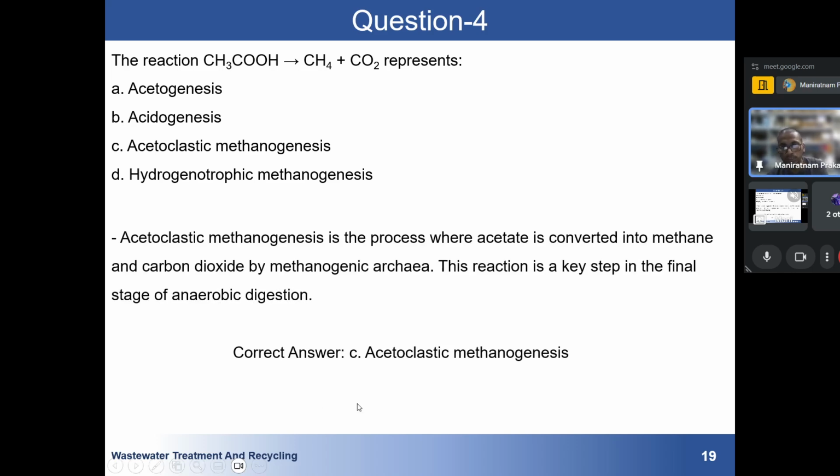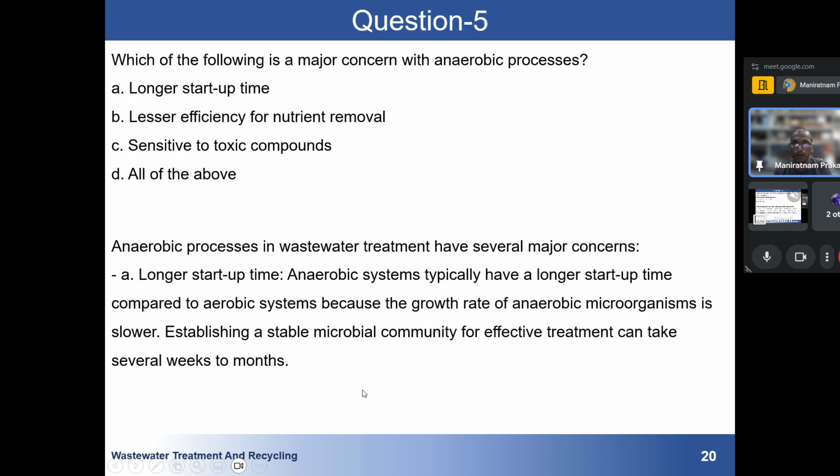So this is a process where acetate is converted into methane by archaea. Methanogenic archaea is a kind of microorganism that converts this into this. The reaction is a key step, the final step of anaerobic digestion. That's why the answer is C.